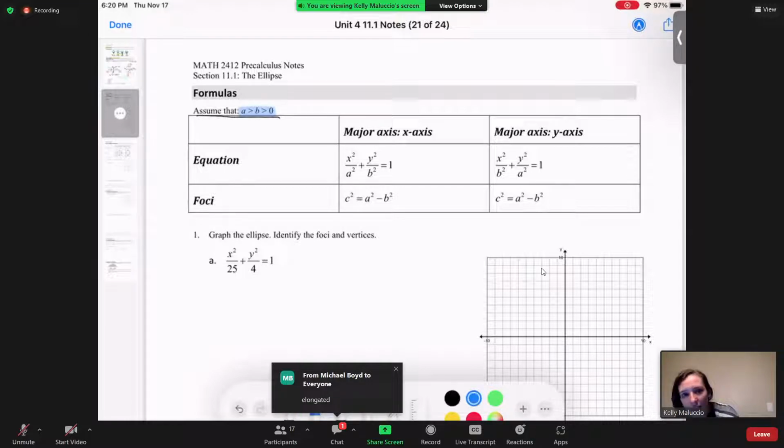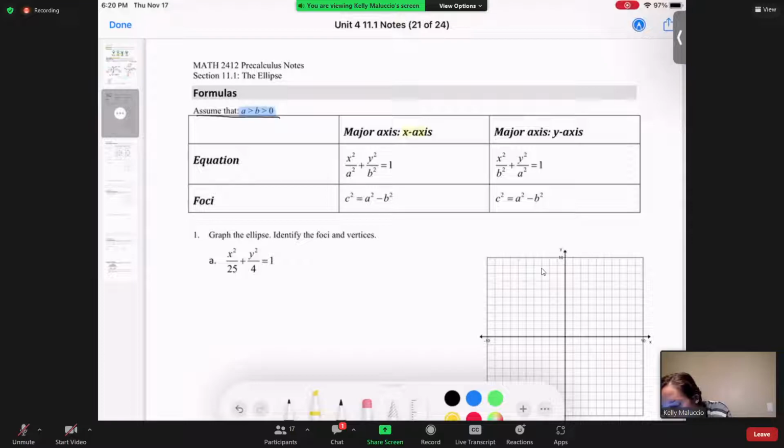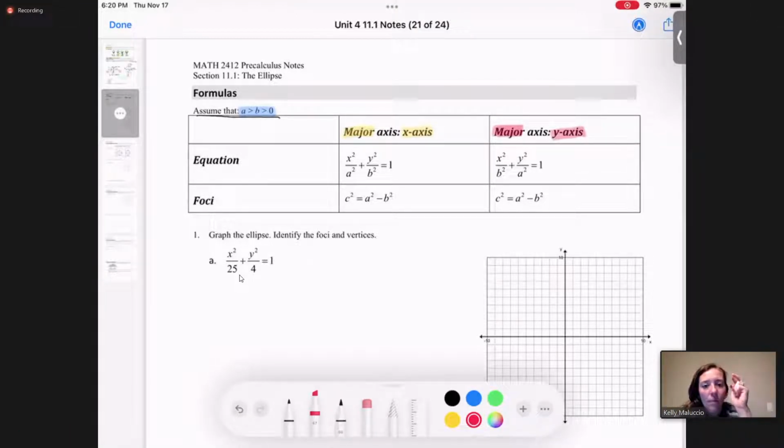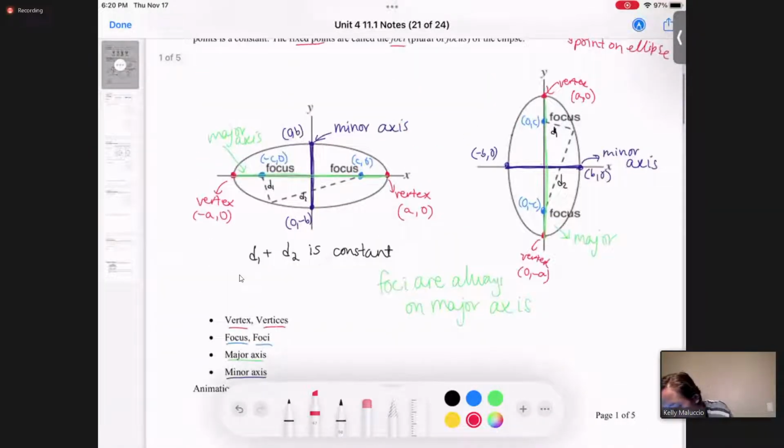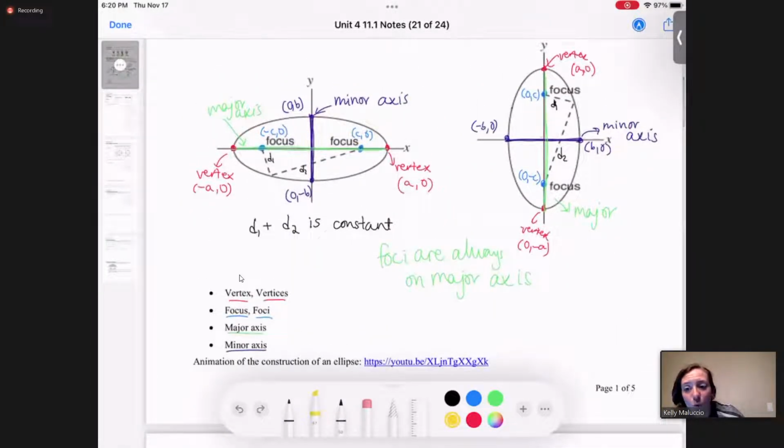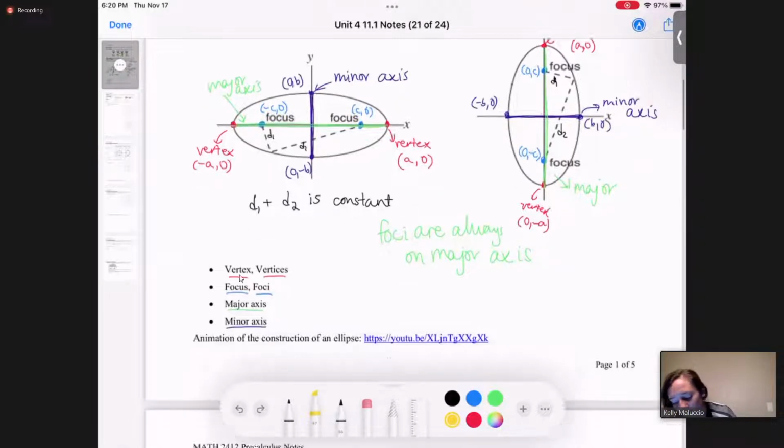Okay. And then we have this. The x-axis is our major axis, right? And in the other case, the y-axis is the major axis. So there are two situations, right? Notice how in this one x was the major axis, and in this one y was the major axis. So there are different formulas based on what the major axis is, because that makes sense.